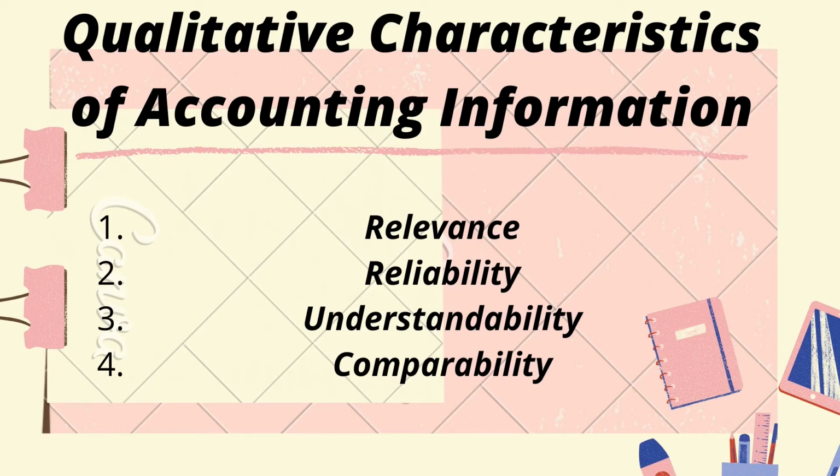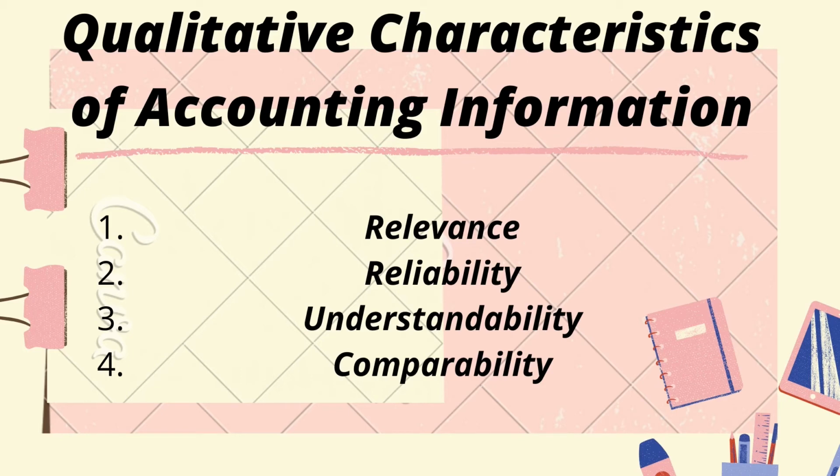What does reliability mean? Reliability means the users must be able to depend on the information. Now, what is relevance? To be relevant, information must be available on time, must help in prediction and feedback. Information is relevant if it meets the needs of the user in decision making.